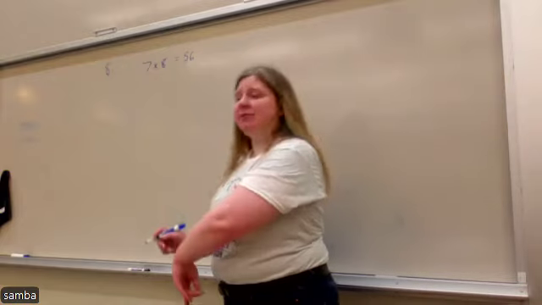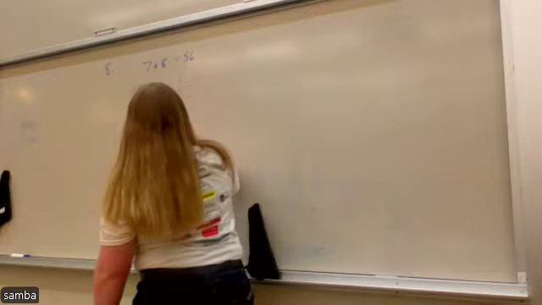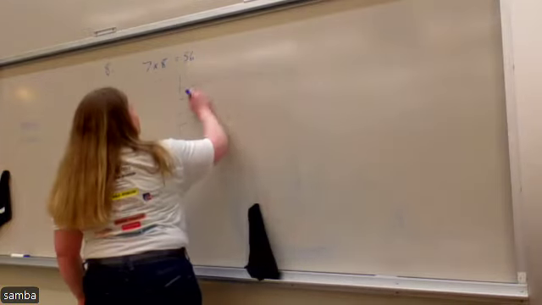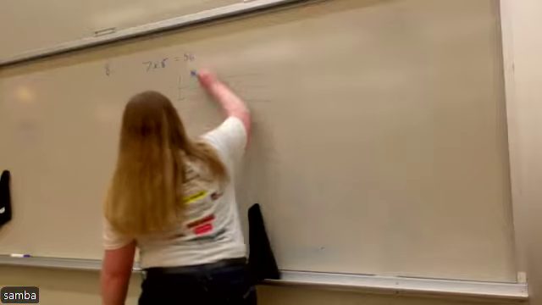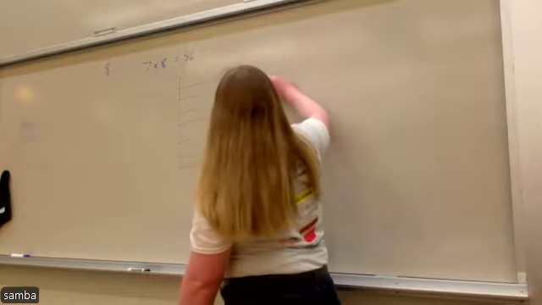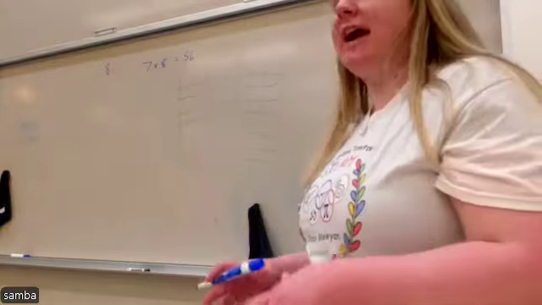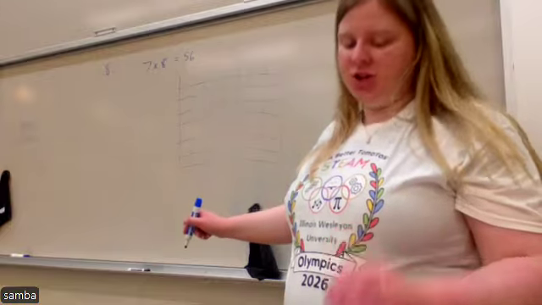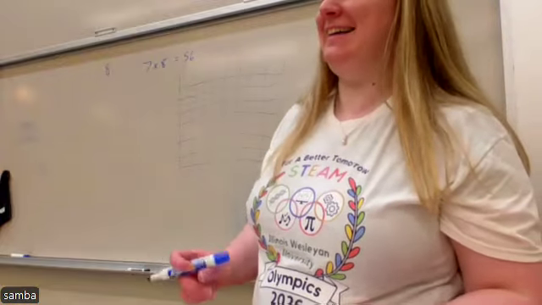So one side's 7 feet, right? So we get 1, 2, 3, 4, 5, 6, 7. And then the other side's 8. So we would do 1, 2, 3, 4, 5, 6, 7, and 8. And you can count out how many boxes are in there, because each bag of grass seed is going to cover one of those boxes. So the answer to that one was 56.